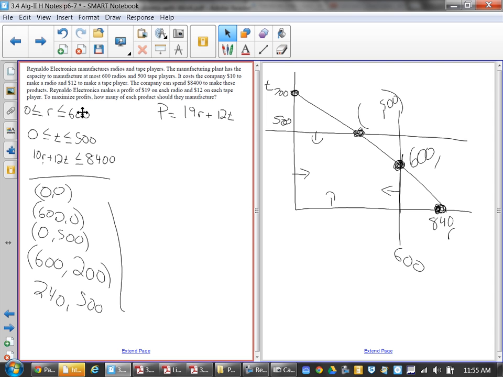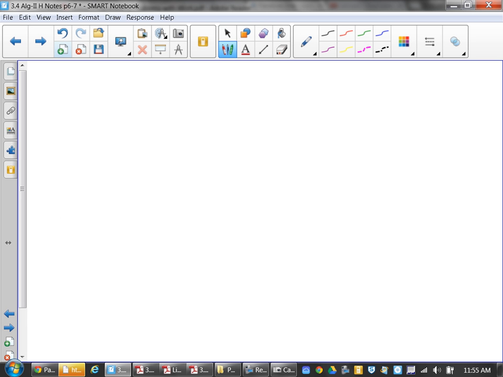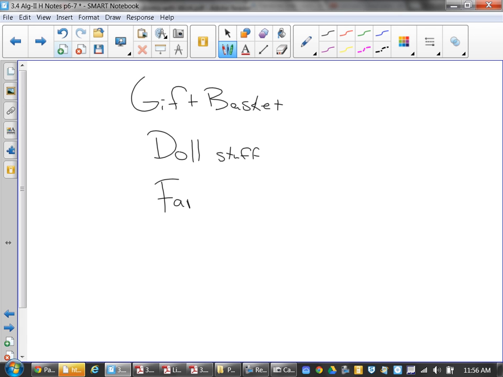Here's what I want you to do tonight. I've got 3 sheets for you to do, all due tomorrow. Let me write these down. And yes, these do get more complicated. We're just building slowly. I want you to do the gift basket, the doll clothes one, and then the farmer one on the bottom, on the other side.